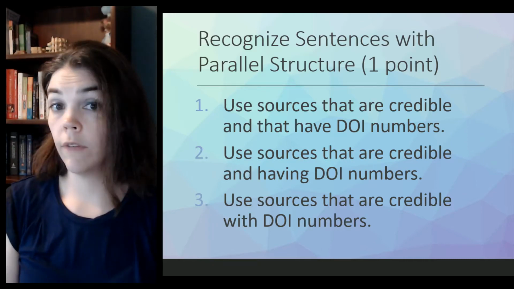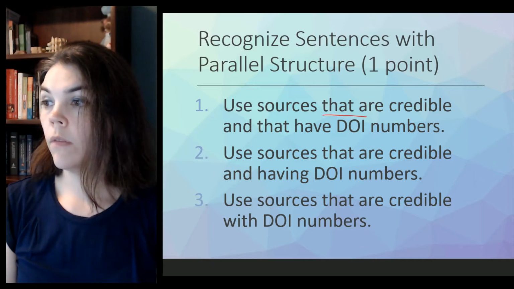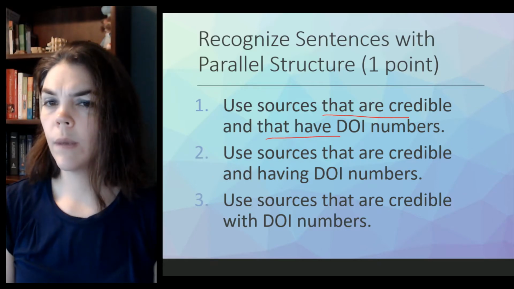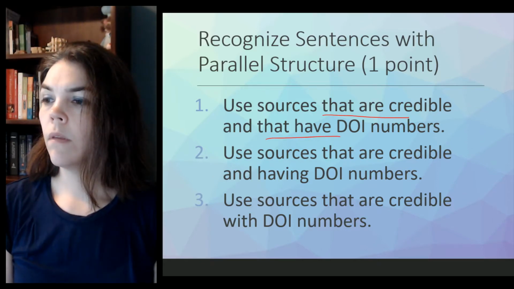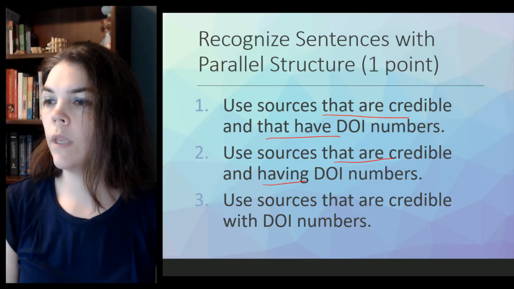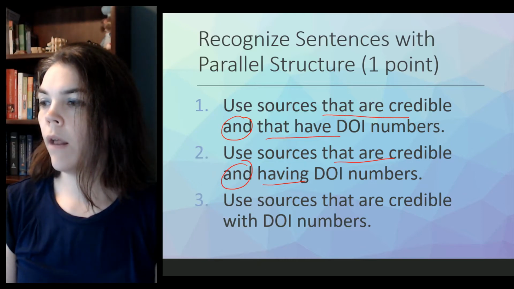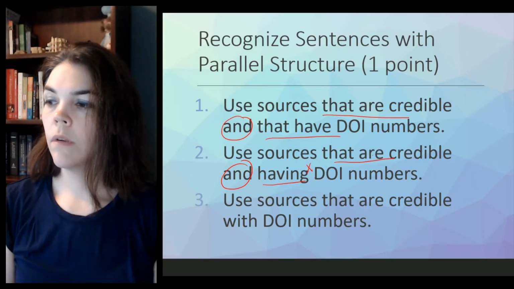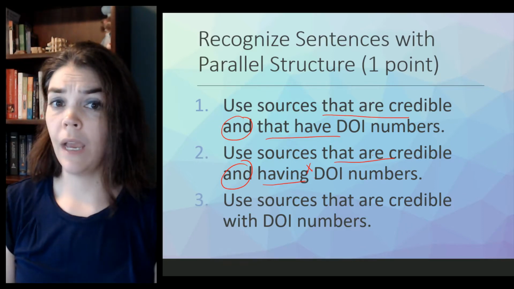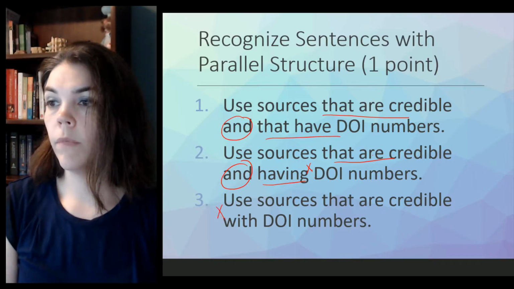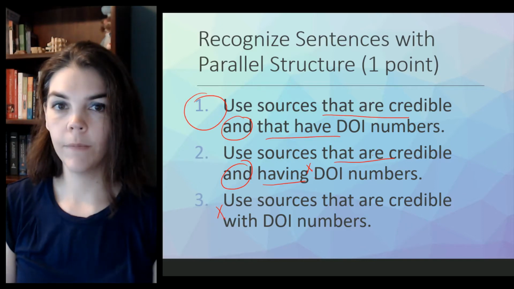So let's investigate this one. That are credible, that have. This looks pretty good so far. How about this one? Use sources that are credible and having. So again, remember we're looking for that connecting word. That are credible and having. They don't match. Do we even have a connecting word here? We do not. So this is not parallel. This one is.